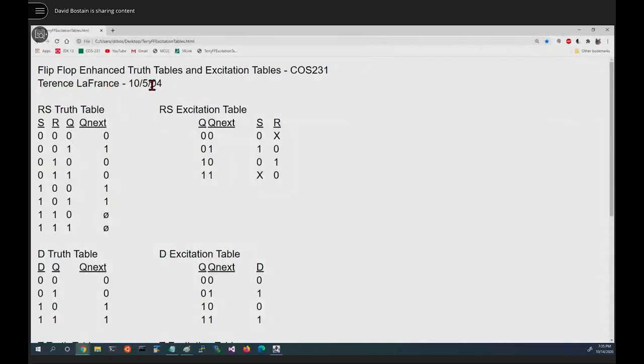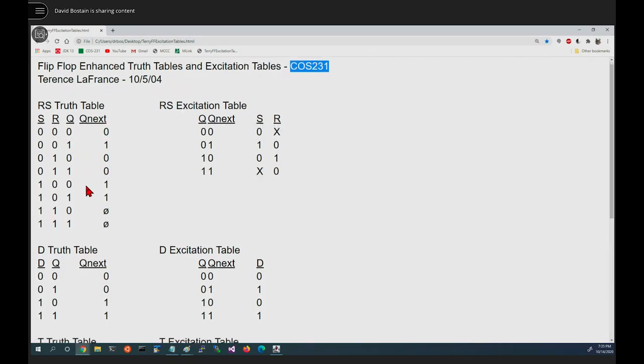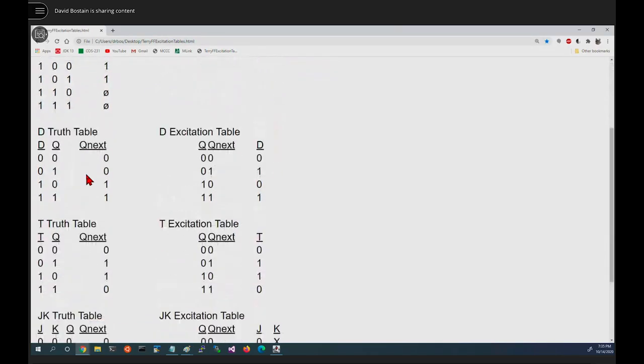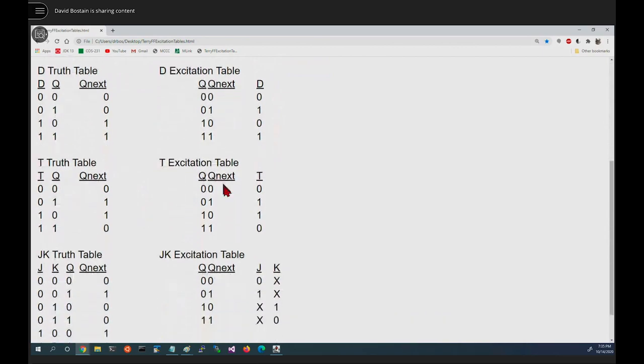Way back in 2004, on the 5th of October, which is about the same time as us, in COS 231, he created for us the excitation tables for each of the truth tables that we are aware of. We will think about the RS for a second, but we won't ever use one. And then we'll just make the assumption that these were derived correctly. We already kind of derived this one by thinking about it.